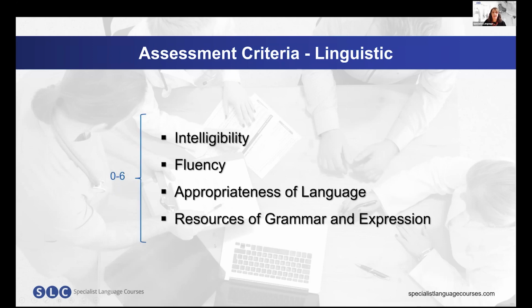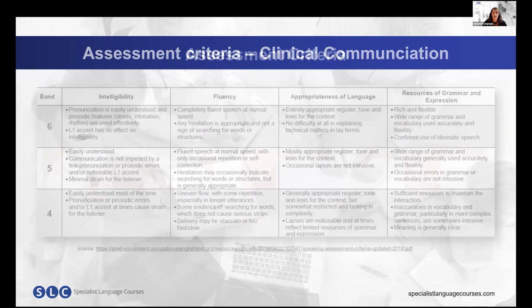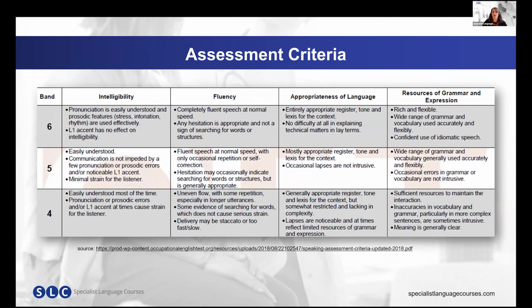Now, the linguistic criteria are marked on a scale of 0 to 6. So for each of these criteria, you will get between 0 and 6. This is what the assessor uses. This is an example of the linguistic section of the assessment criteria. This is what is available for you to look at, what your teachers look at, and also this is a version of what the assessors will look at. So it's good to be familiar with these different descriptors so you know what the assessors are looking for.